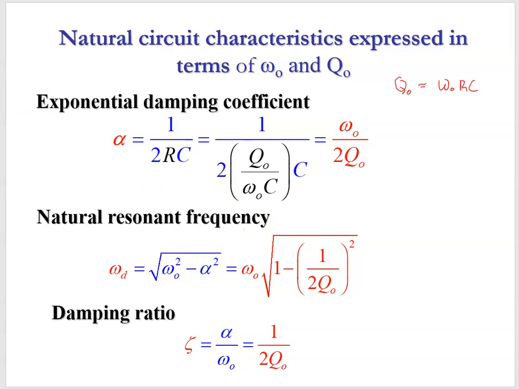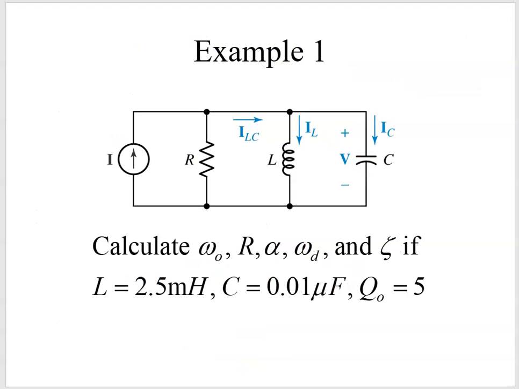And then our damping ratio, that's the ratio between our exponential damping coefficient and our resonant frequency. So that becomes just 1/2 Q naught, or 1/2 of the reciprocal of our quality factor. So these you should write down and remember. Let's take a look at an example using these new formulas that we have.